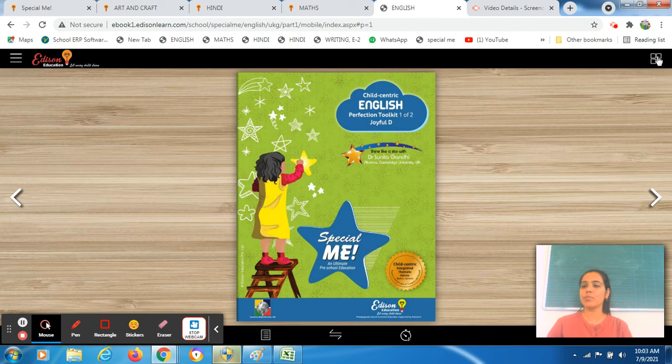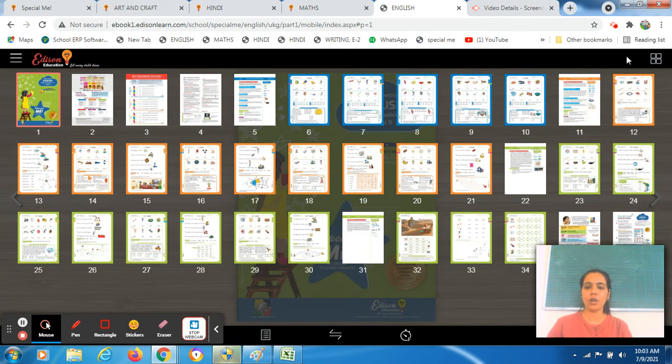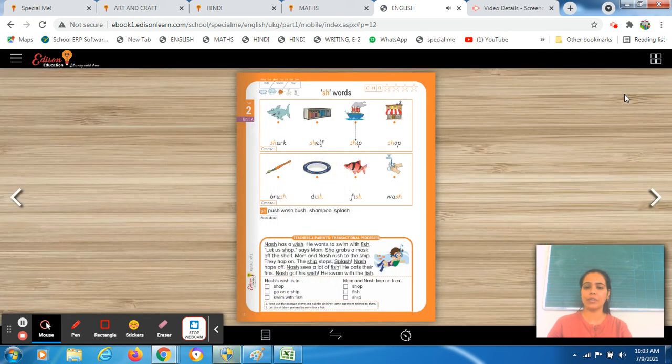Okay, students. I hope that you all have brought out your English book. As you know, in our previous session I introduced you to a new unit, Unit A, that is on page number 12. So you all have to open page number 12 first, and we have completed our first half of the page where I gave you the introduction of SH words. So first of all, tell me what is the sound of SH?